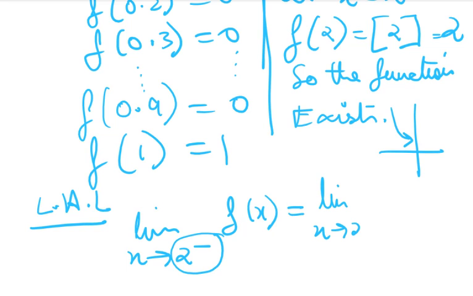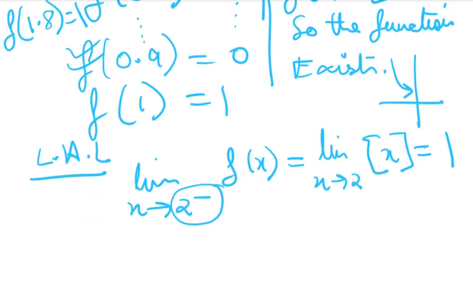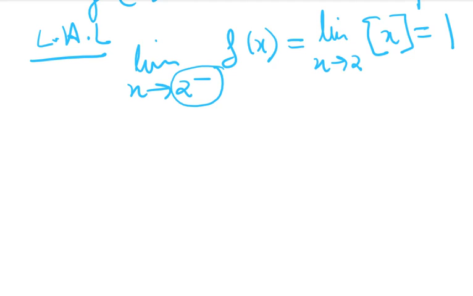Limit x tends to 2 of box x, any value that is less than 2 will give you 1, right? Like if you have f of 1.8, you're going to have what? 1. Understood? So the value is less than 2. Now let's go on to the right hand limit, the RHL.